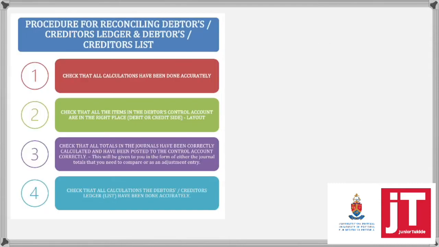So, when we do reconciliation, remember the procedure of reconciliation. So first, we are going to have to check all our calculations. Make sure that we've added and subtracted correctly. Step 2 is to check that our layout is correct. So are the debits on the right side? Are the credits on the right side? And then step 3 and 4 is usually part of the transactions or the errors and omissions that is given to you in the activity.